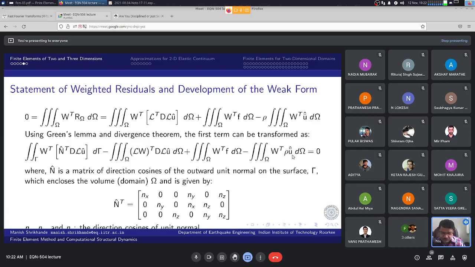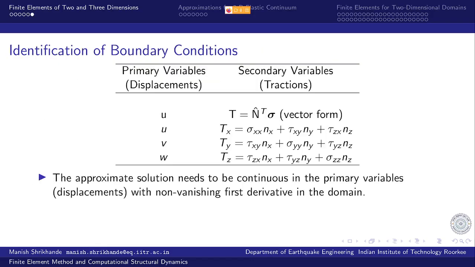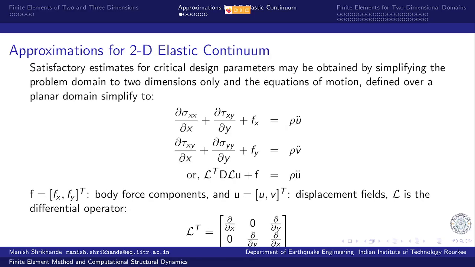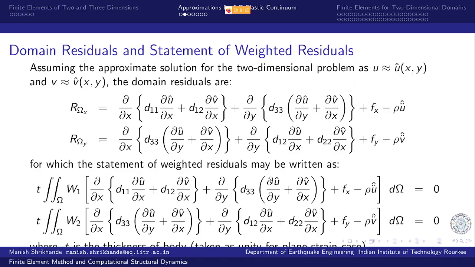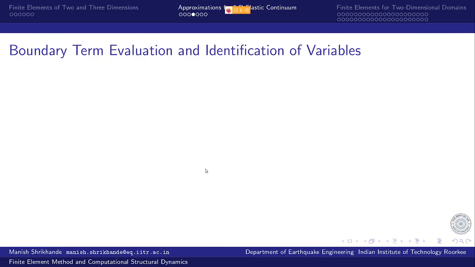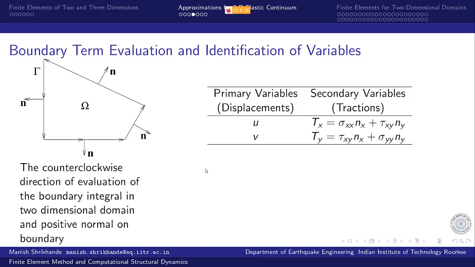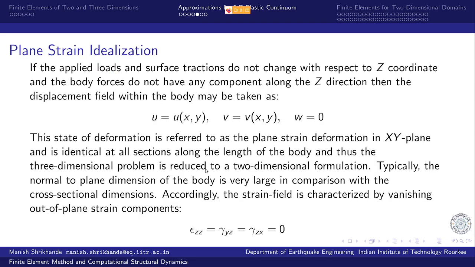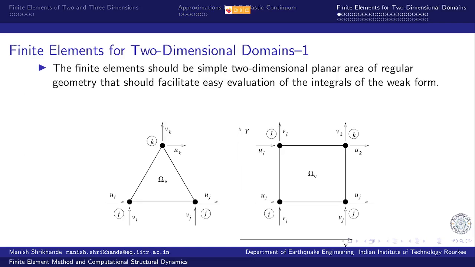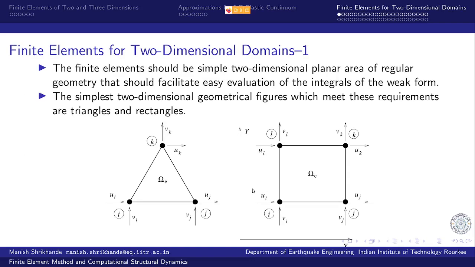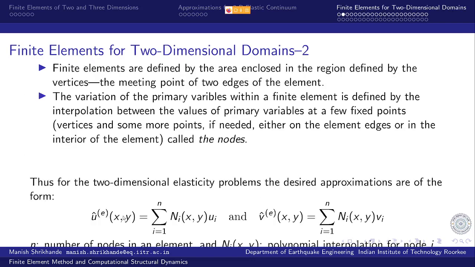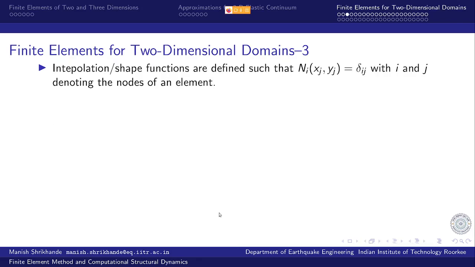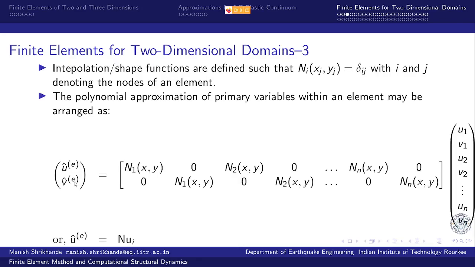So once we do that, then we have a very straightforward approximation, let us say. So displacements, we have displacements here, and displacements can be modeled as shape functions matrix multiplied by nodal values of displacement.